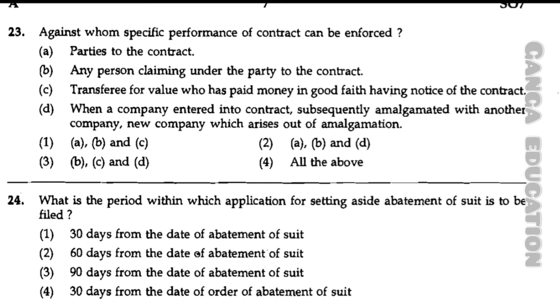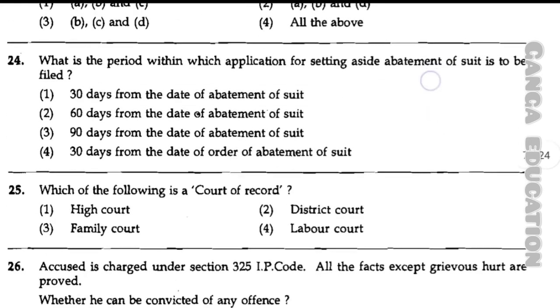Now question number 24. What is the period within which application for setting aside abatement of suit is to be filed? Option number 1, 30 days from the date of abatement of suit. Option number 2, 60 days from the date of abatement of suit. Option number 3, 90 days from the date of abatement of suit. Option number 4, 30 days from the date of order of abatement of suit. And the correct answer is option number 2, 60 days from the date of abatement of suit.